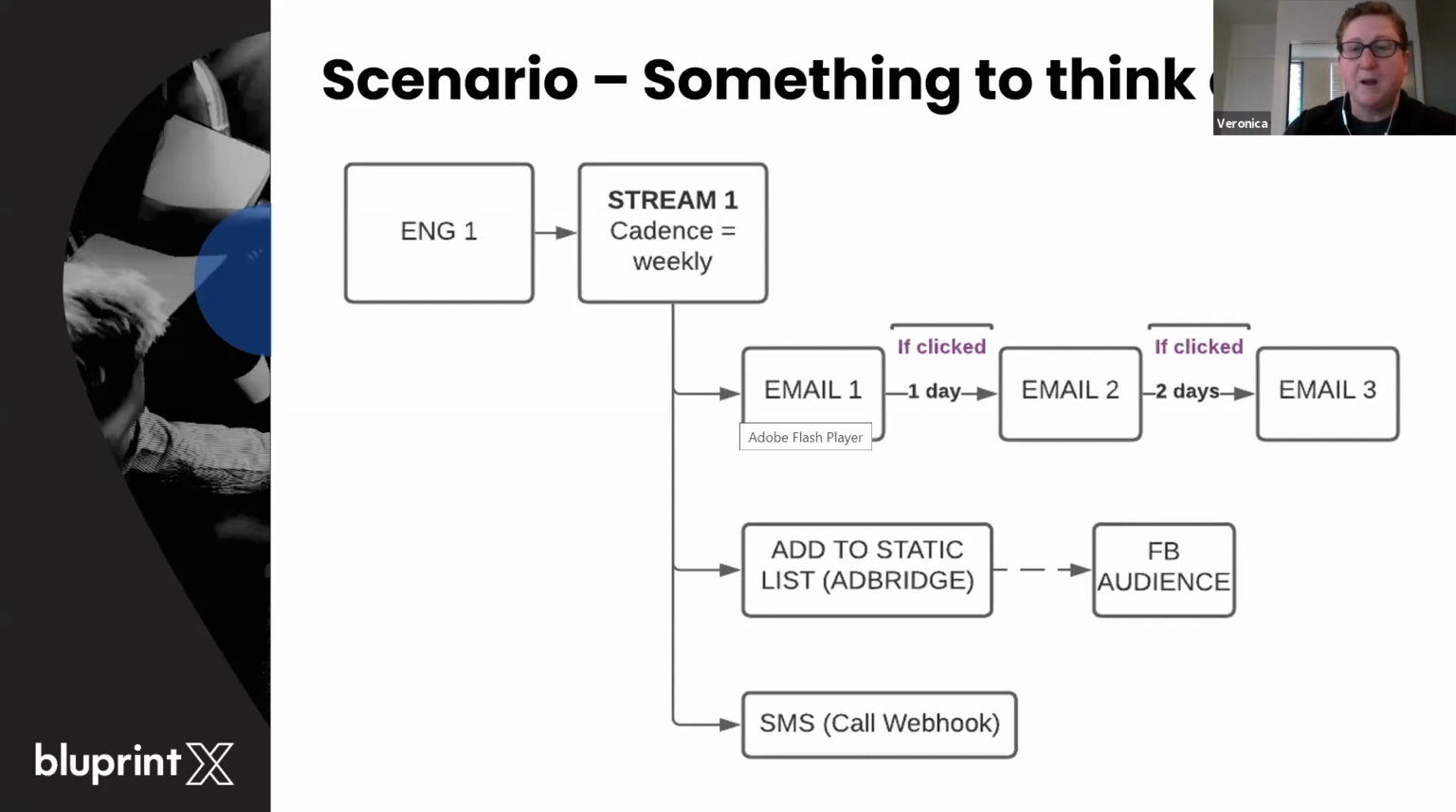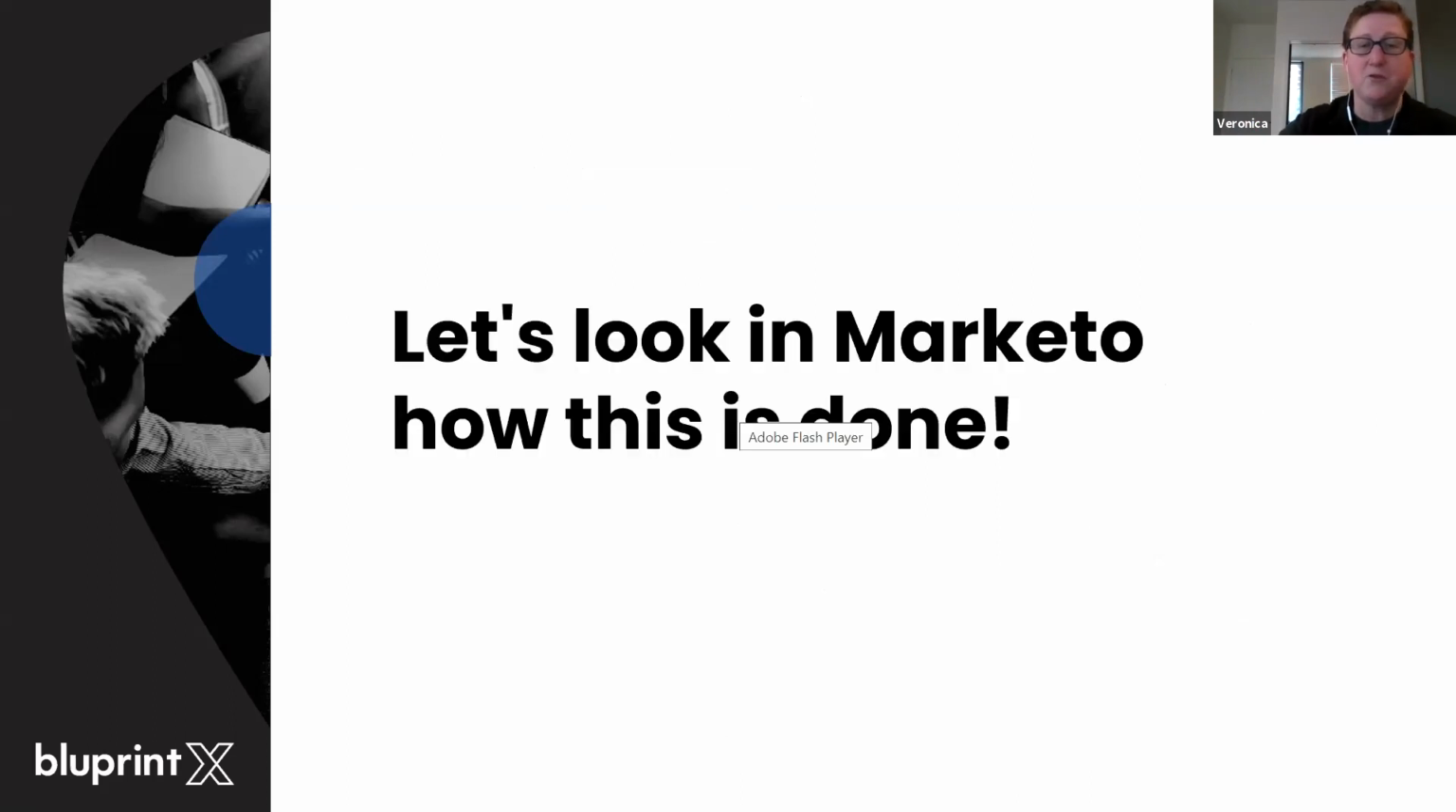In week 2, I'm going to add them to a static list, which would pick them up manually at the moment, but sometime in the future we'll have an automated process for doing that. But you could add them to a static list for AdBridge to be included as a custom audience for Facebook, Google or LinkedIn. And third, in the 3rd week, I'm going to send them an SMS. So these are my 3 casts, 3 different types of communication. I'm going to drop over to Marketo, and we're going to actually demo how this is done.